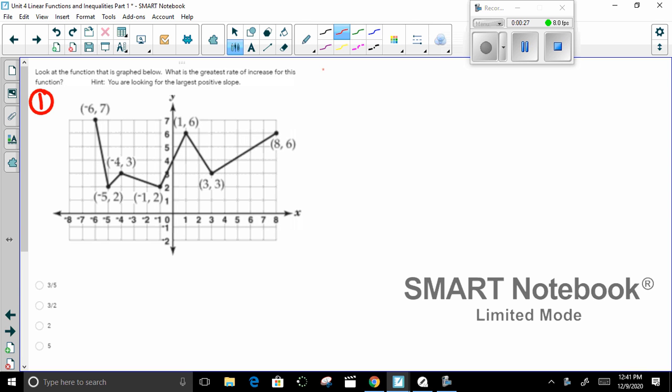What is the greatest rate of increase for this function? So where do you see that this graph increases? Well, I see it increases right here, and right here. The greatest rate of increase, the greatest rate of change, or your slope for those. Which one is the biggest?